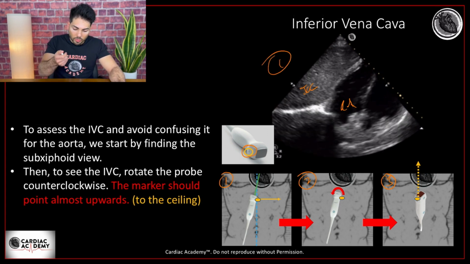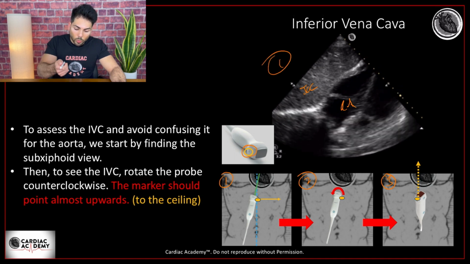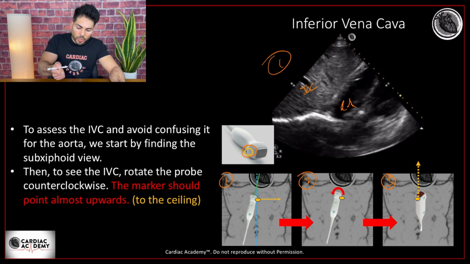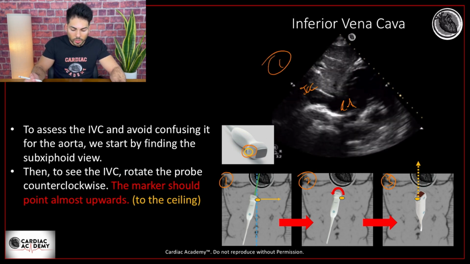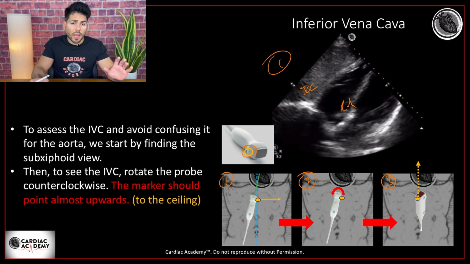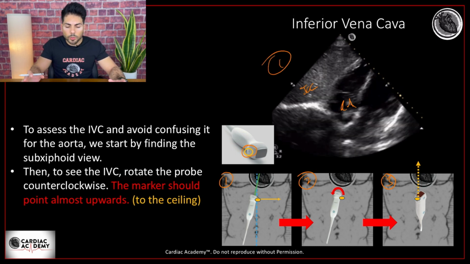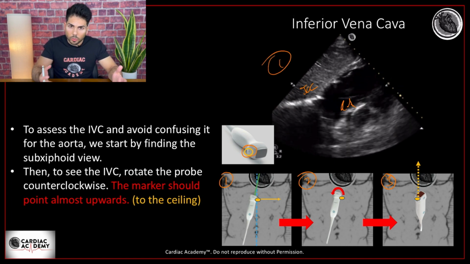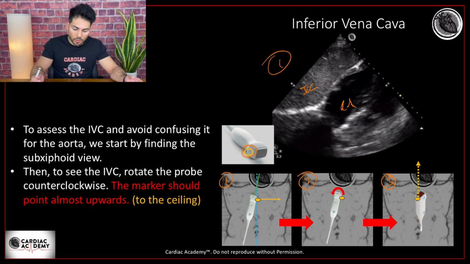So again, you find the subxiphoid view. Once you're there, start rotating the probe, and slowly you're gonna see the IVC coming into view, okay? And that way, you're actually seeing the IVC connecting to the right atrium, and there's no way you can confuse it with the aorta following these steps, okay?